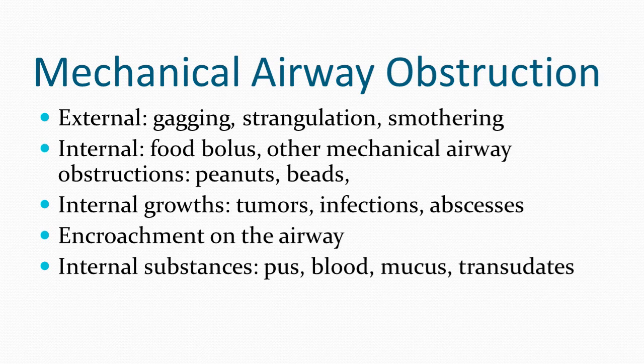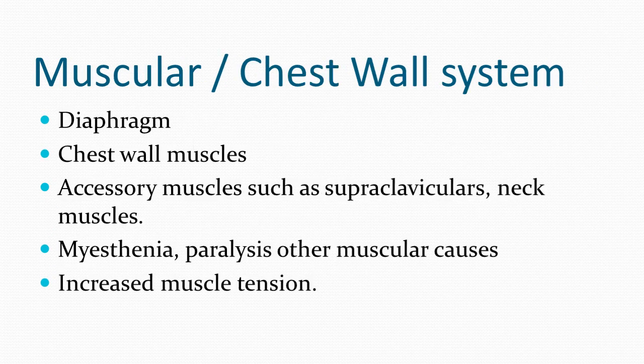Mechanical airway obstruction could be external or internal: growths, encroachment, and internal substances. External could be gagging, strangulation, smothering. Internal could be a food bolus. Other mechanical airway obstructions: peanuts, beets, which are commonly seen in children. Internal growth: tumor, infection, and abscesses. Encroachment of the airway and internal substances like pus, blood, mucus, clots, and transudates.